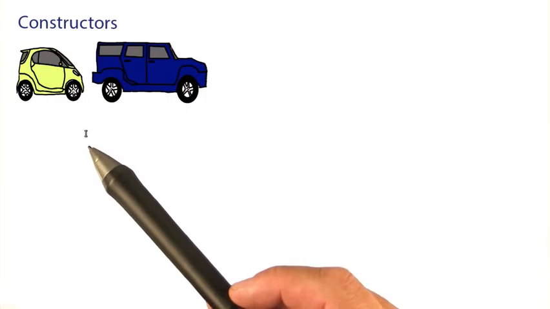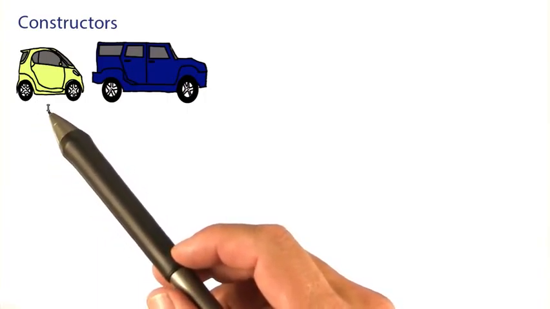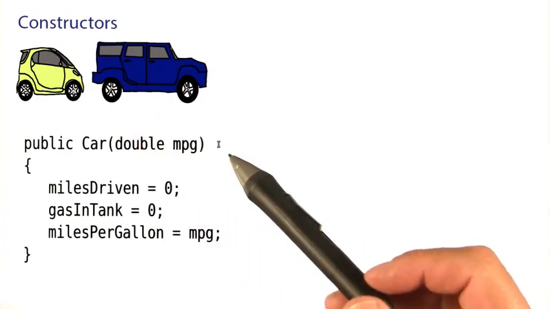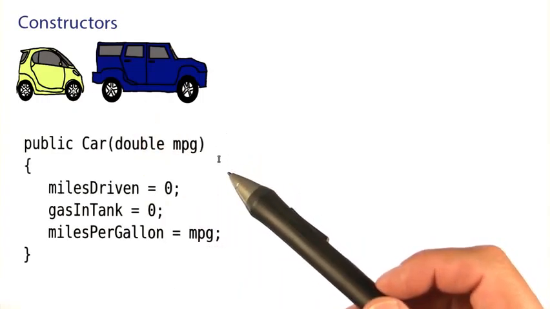Now that you know how to implement methods, let's move on to constructors. You want to be able to create variations of objects. For example, a car that's very fuel efficient, or a car that is less so. In Java, you use constructors to initialize objects.